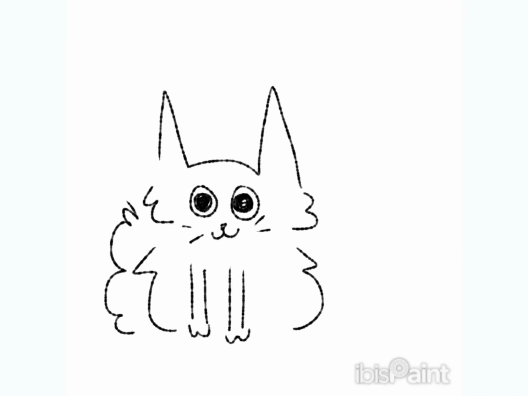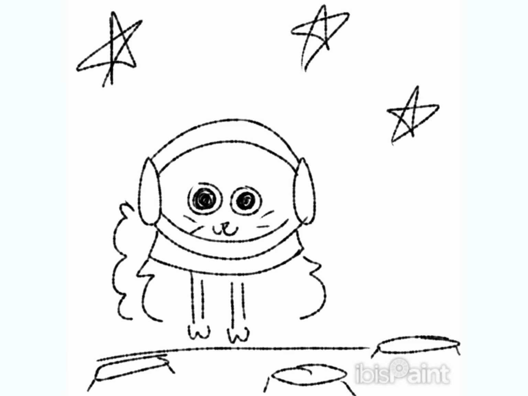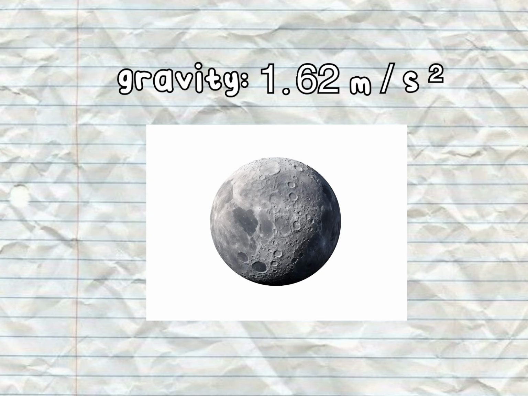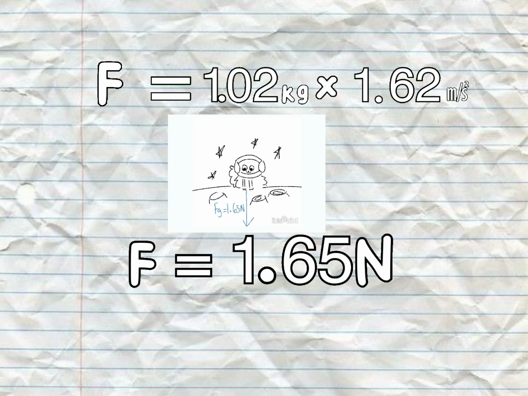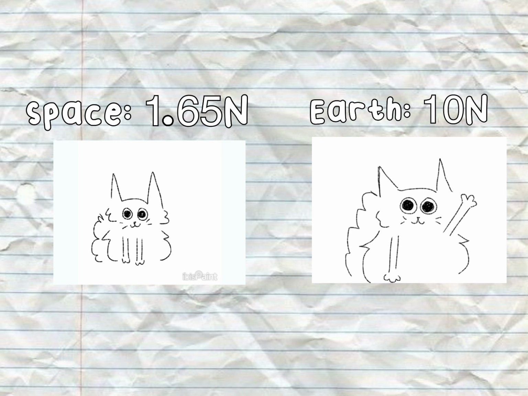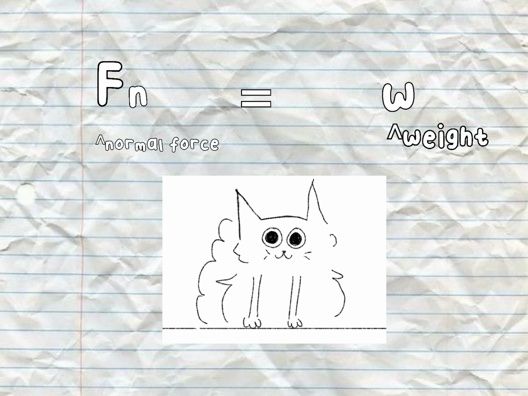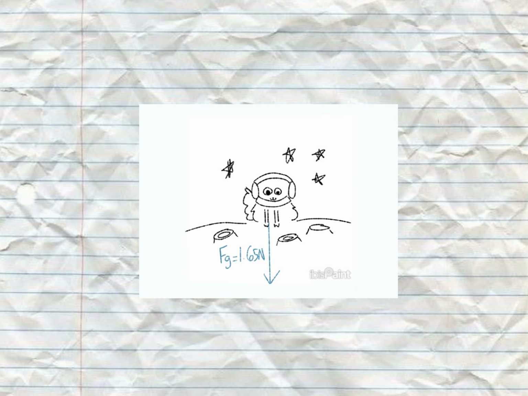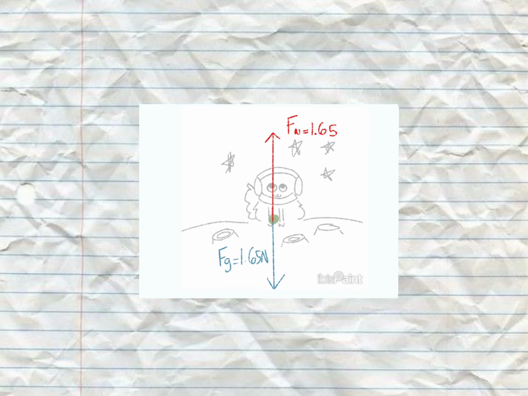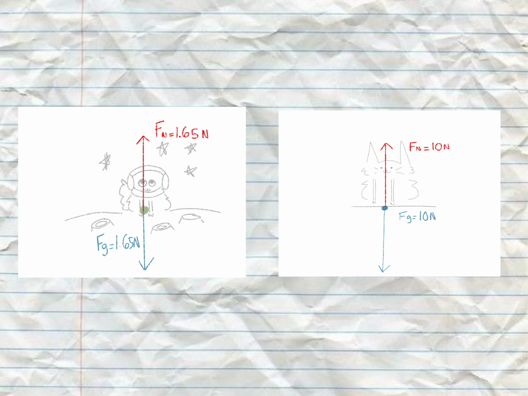If we were somewhere where gravity was different, like the moon, which has a gravity of 1.62 meters per second squared, the normal force would be slightly different. We can figure this out by multiplying the mass of the cat times the gravity of the moon, which would give us a weight of 1.65 newtons, much different from the cat's weight on Earth, which was 10 newtons. Since we know that normal force equals weight on a horizontal surface, it would be no different on the moon. So the normal force would exert an equal 1.65 newtons against the cat's weight. Different from Earth, but still the same.